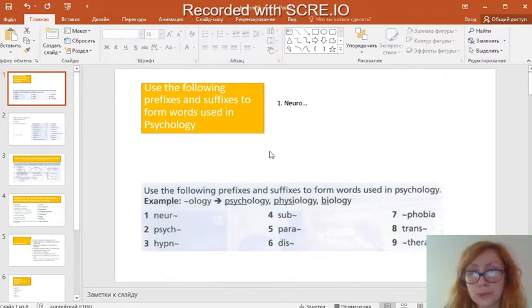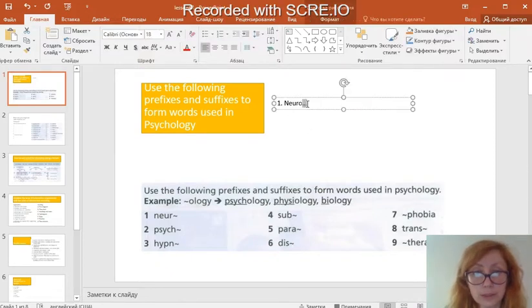I suggest you use the following prefixes and suffixes to form words used in psychology. That would be a task you will do on your own. You will open your copybook, take a pen, and start writing, like neuro, and you will continue that. For example, neuro psychology.